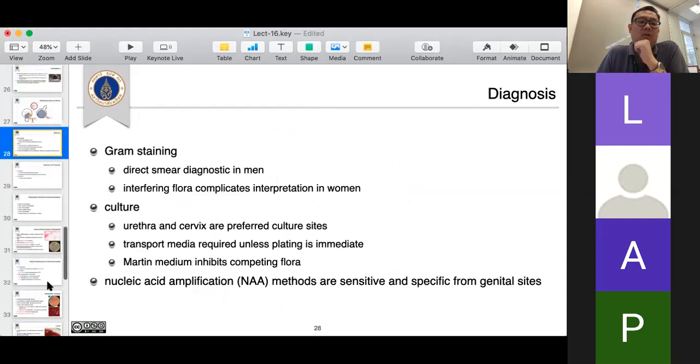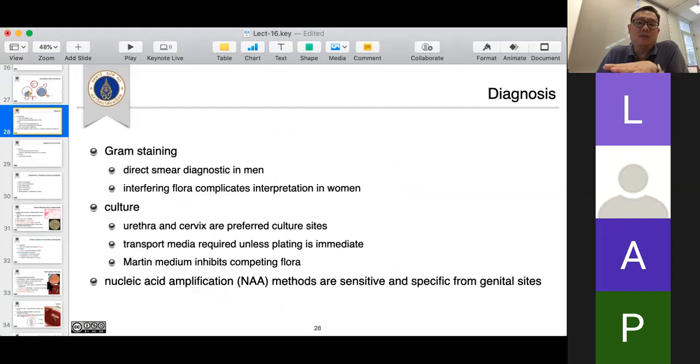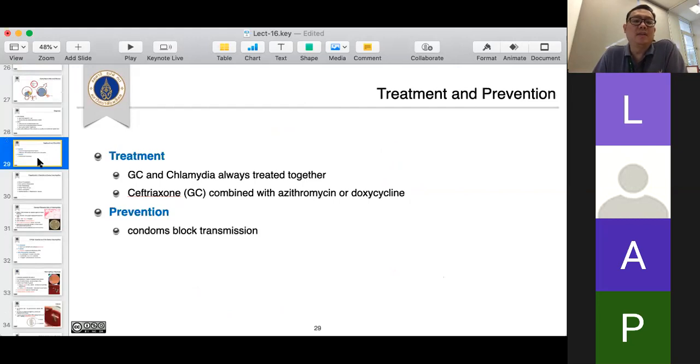Diagnosis. Diagnosis can be done by Gram staining, culture to find Neisseria, or now we use nucleic acid amplification, that's PCR, to detect Neisseria gonorrhoeae. Treatment. GC means gonococcus, gonococcal, and chlamydia. Chlamydia you learn next week. They are treated together in the same way. Ceftriaxone can work well with this. To prevent it, a condom can block transmission.